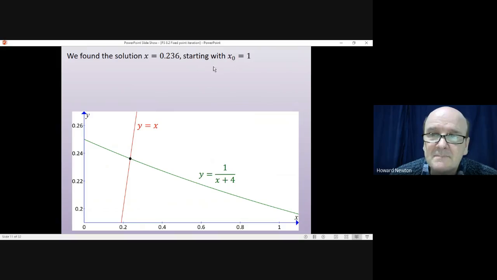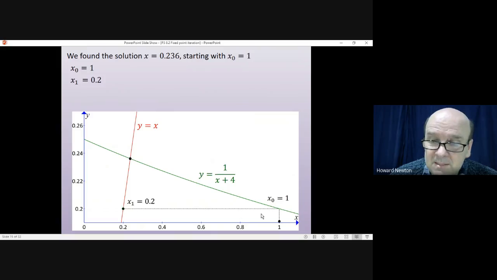So we started with the value x0 equals 1. You're always given the starting value in these questions. And x0 equals 1 would be here at x equals 1 on the x-axis. What we then did with that value was we put it into this function, so we put it into 1 over x plus 4, and you can show that with the dotted line here on the diagram. When we got the answer to that, we then used that answer as the next value of x, and you can show that by drawing the dotted line over here to the line y equals x.